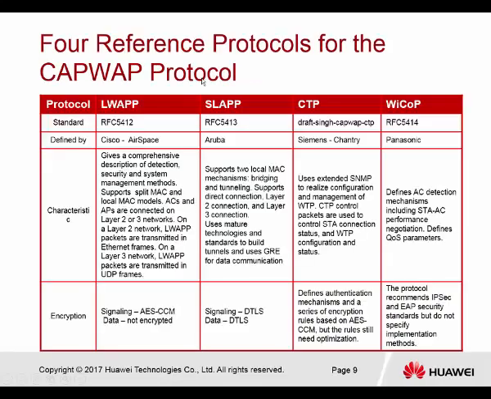Here I have a reference protocol for the CAPWAP protocol: LWAPP, the standard is RFC 5412. This is a proprietary protocol by Cisco. It gives a comprehensive description of the detection, security, and system management manner to support the split MAC and the local MAC models. AC and AP are connected on a layer 2 or layer 3 network. On layer 2, the LWAPP packets are transmitted in Ethernet frames. On layer 3, they are transmitted in UDP packets.